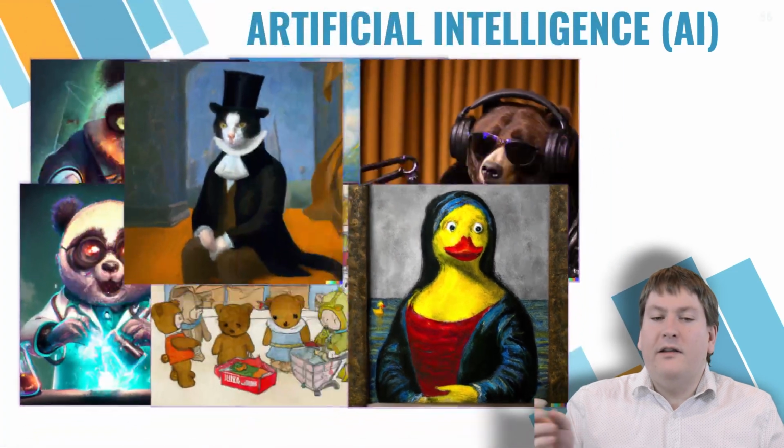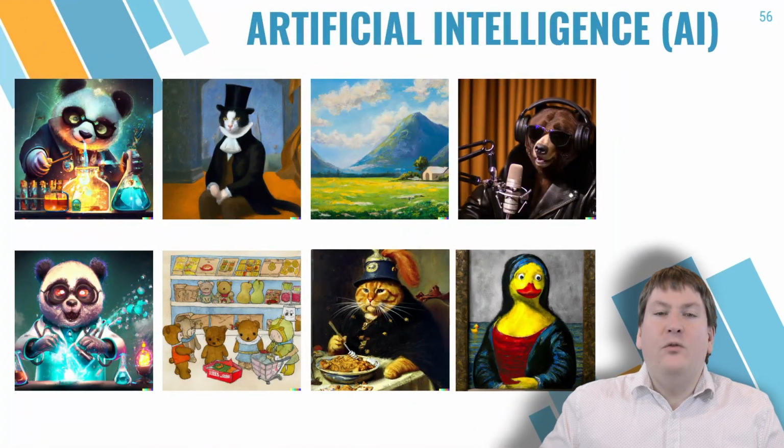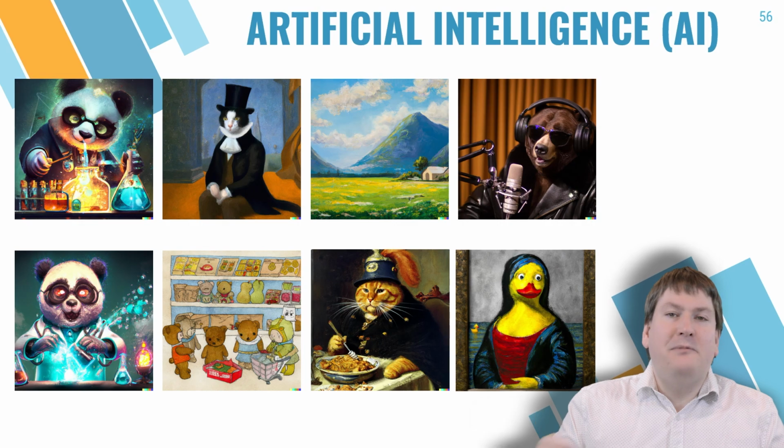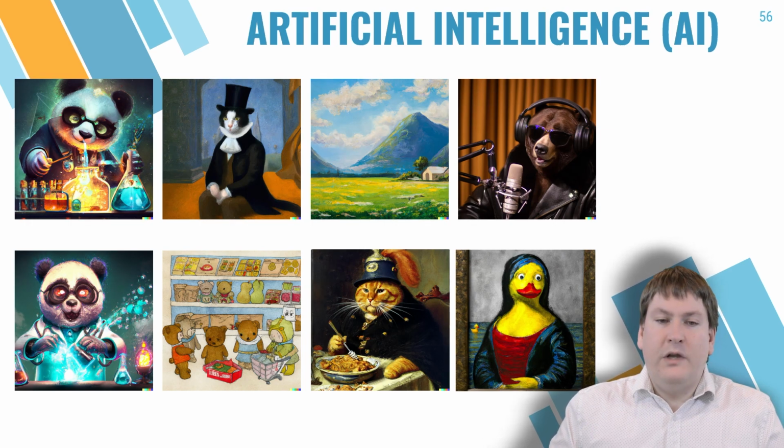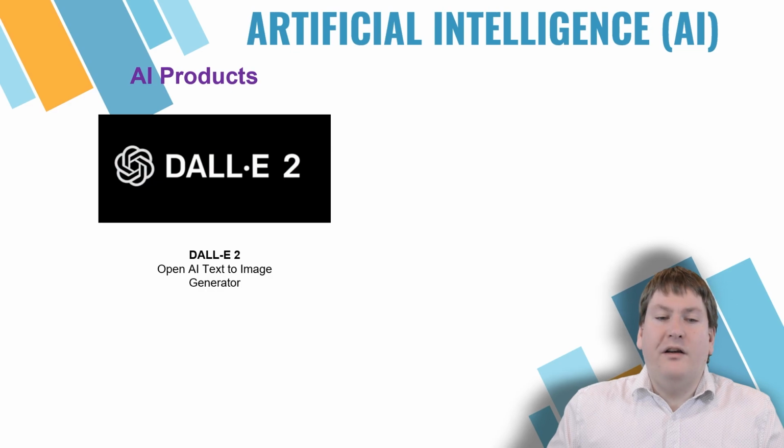So what do all of these pictures have in common? And why am I showing them to you? You've probably guessed, but these are all photos or paintings that were made by an artificial intelligence or a machine learning model. Specifically, these are products of DALL-E 2, which is a text-to-image generator created by OpenAI.